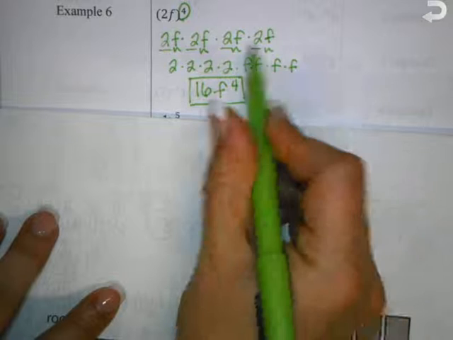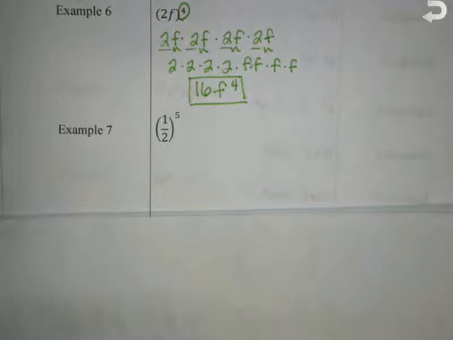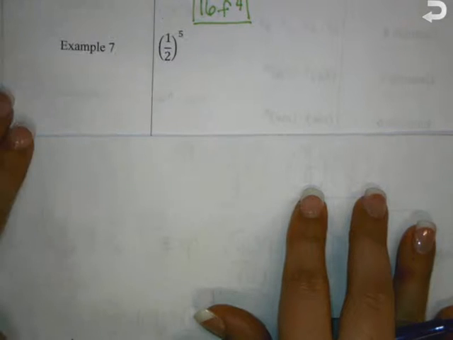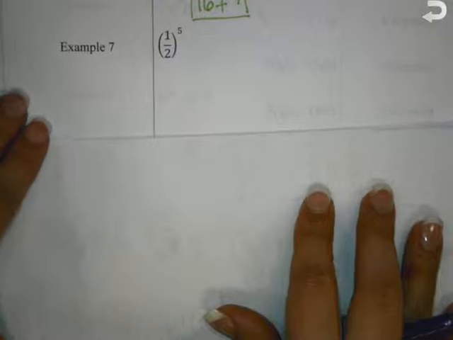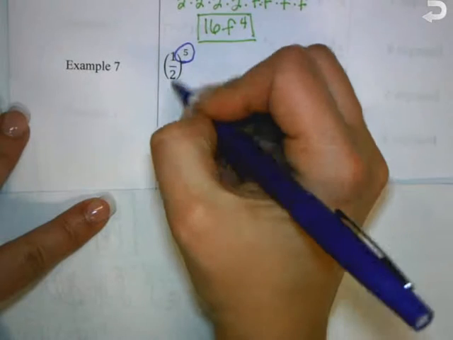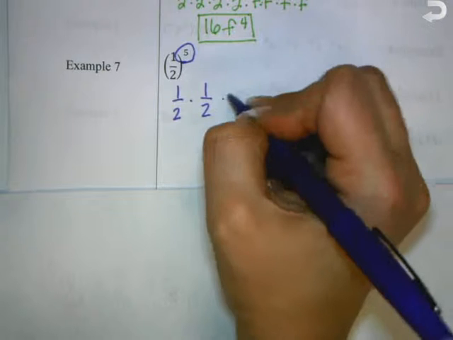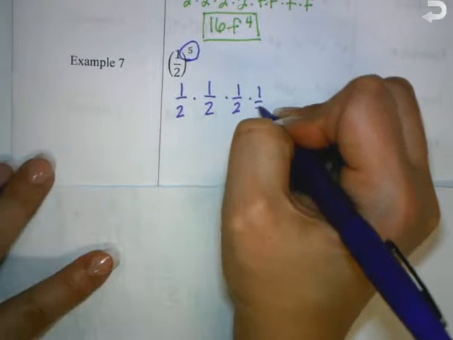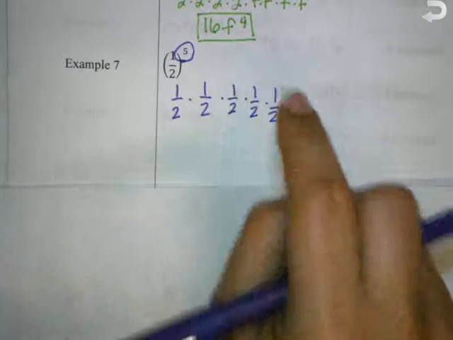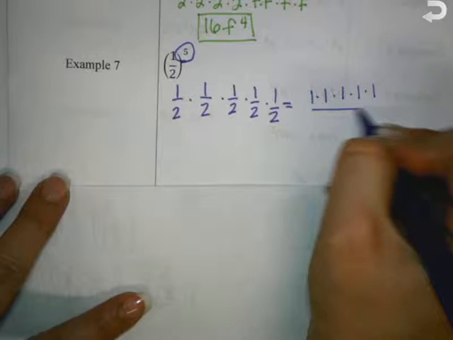Example 7. 1/2 to the 5th power. What is being raised to the exponent? The parentheses. So this is the same as 1/2 times 1/2 times 1/2 times 1/2 times 1/2. So we can multiply all the way across. That gives me 1 times 1 times 1 times 1 times 1 over 2 times 2 times 2 times 2 times 2, which equals 1 over 32.